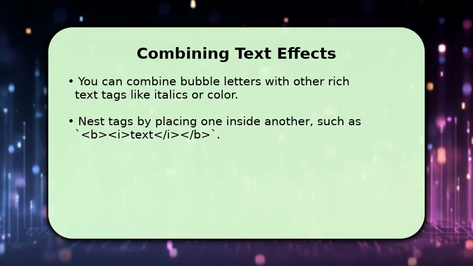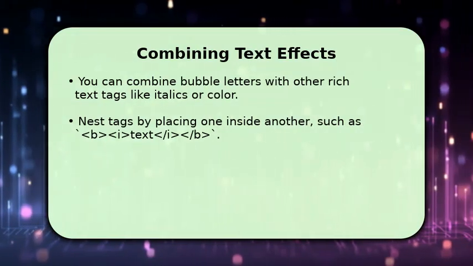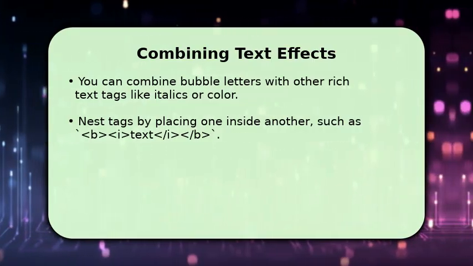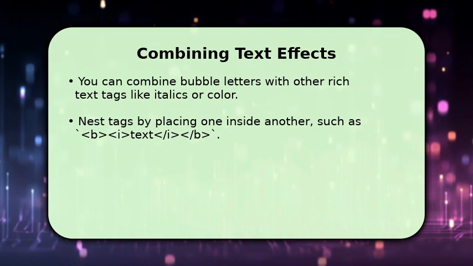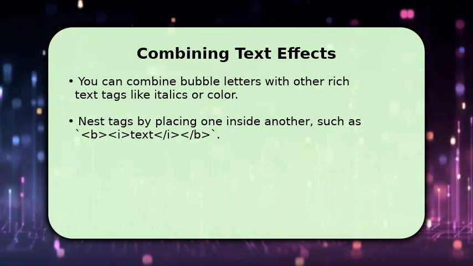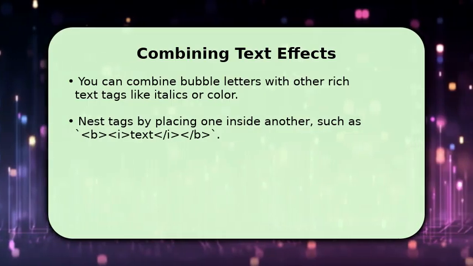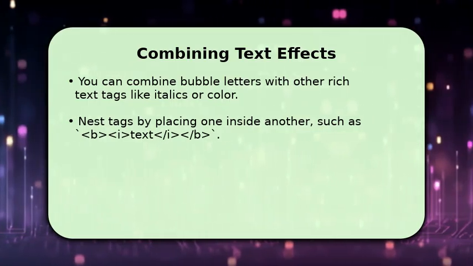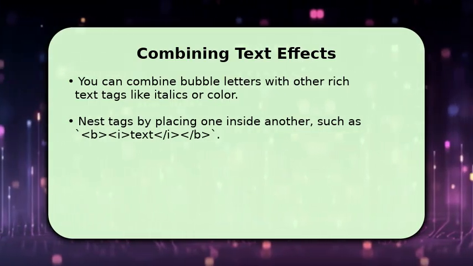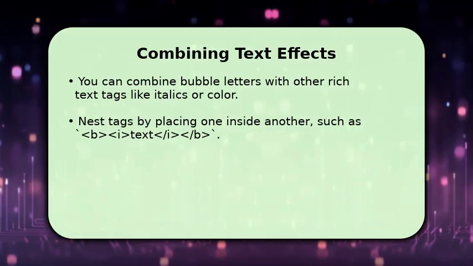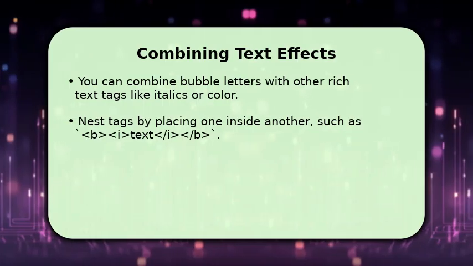The fun doesn't stop with just bubble letters. You can actually combine this effect with other rich text options. Imagine having bold, italicized, and colorful bubble letters all at once. Simply nest the tags, placing one inside another. For instance, to make text both bubbly and italic, you would write B I your text here /I /B. This opens up a world of creative possibilities for your messages.